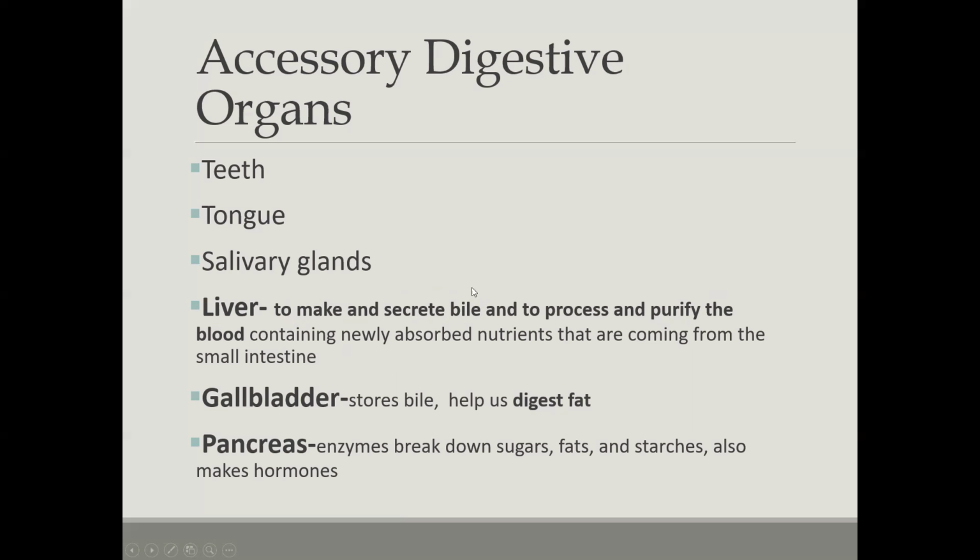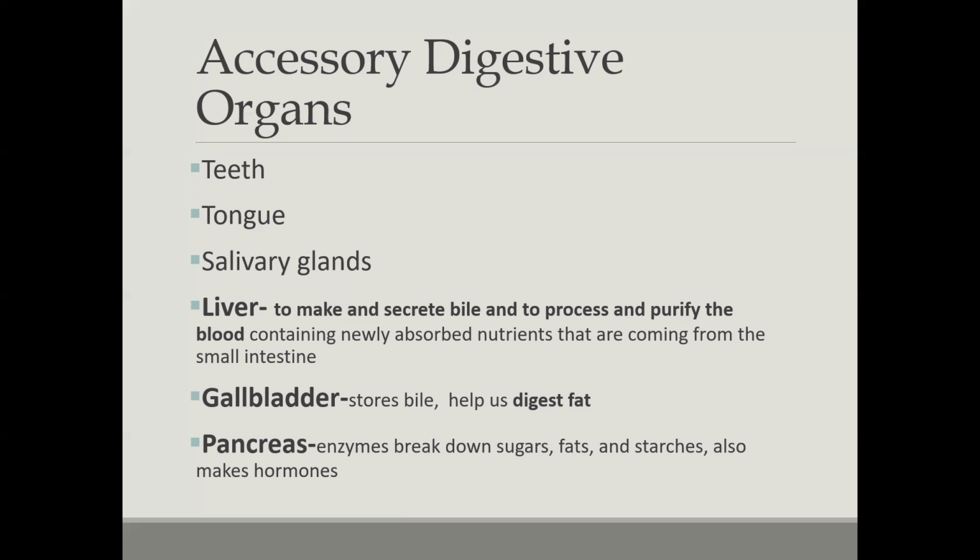Bile has a big role in digesting fats. So even though there's a question in your handout that asks what are the 2 organs that have to do with the breakdown of fats, what it's looking for is liver and gallbladder, and that's because of the bile. But this here says the pancreas: enzymes break down sugars, fats, and starches, and it also makes hormones. That is true. Technically, the pancreas does affect fat digestion as well. But that handout specifically is looking for liver and gallbladder.